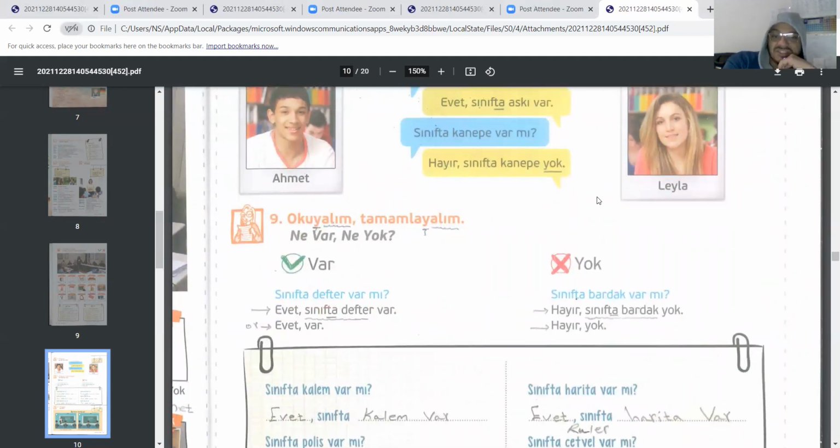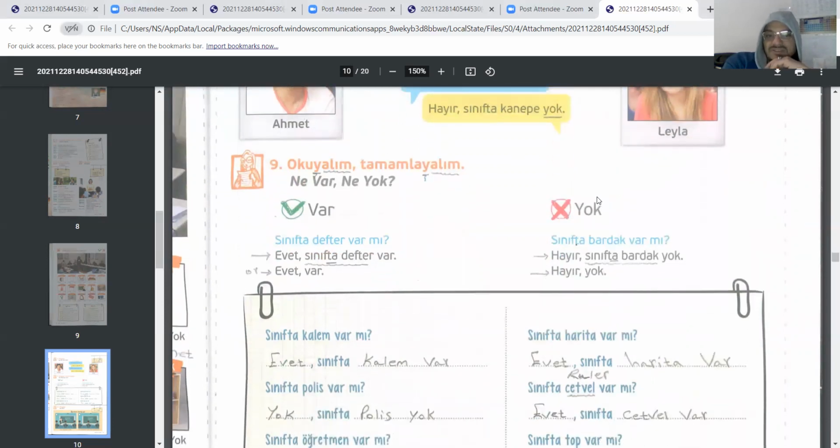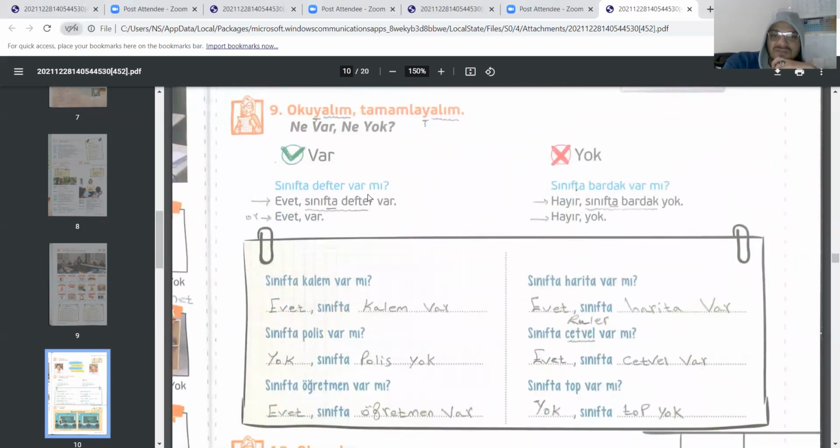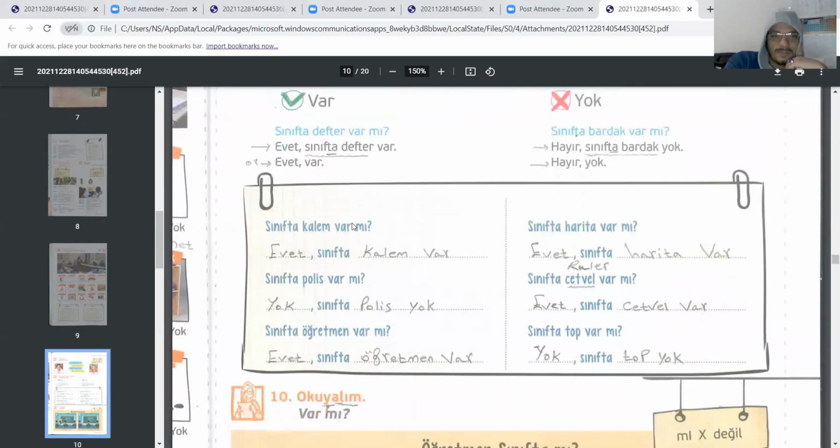Okuyalım. Let's read. Tamamlayalım. Let's complete. Ne var ne yok. Sınıfta defter var mı? Evet, sınıfta defter var. Evet, or we can say evet var. We have two ways to answer questions like that. Sınıfta bardak var mı? Hayır, sınıfta bardak yok. Or we can say just hayır yok. Sınıfta kalem var mı? Evet. Sınıfta polis var mı? We can say yok. Or sınıfta polis yok.